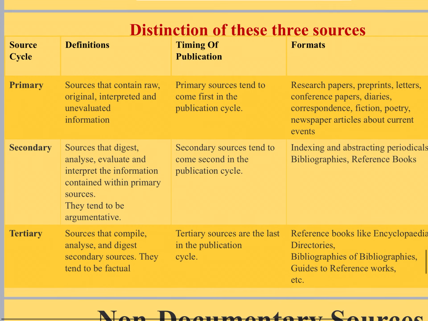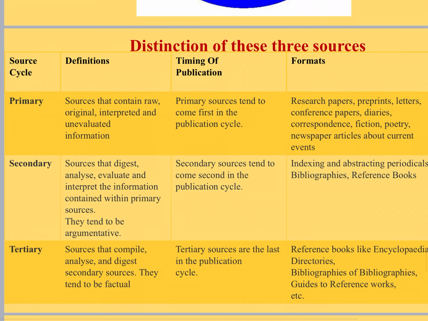The next slide tells you about the distinction of primary, secondary, and tertiary sources in terms of definition, the timing of publication, and the format. So, precisely, I have summarized whatever I have said in the above slides about the three sources, defining the primary sources as they contain raw and original information, which is unevaluated. The primary sources tend to come first in the publication cycle, and the various formats in the primary sources appear in research papers, preprints meaning before publication, letters, conference proceedings, pre-conference volumes, diaries, correspondence, fiction, poetry, etc.